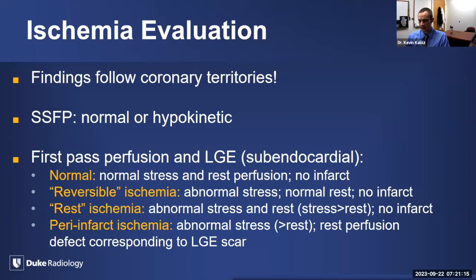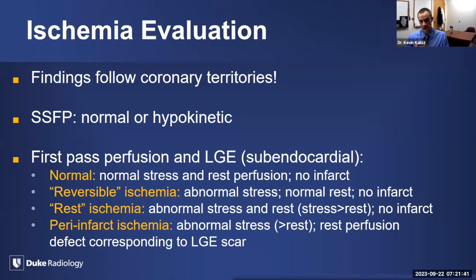From an SSFP standpoint, we saw a couple different cases here. It could very well be normal, and honestly, without a prior infarct, these often tend to be normal. But if it is severe and longstanding, you can develop hypokinesis in the affected territories. So when you're doing stress exams, there's basically 4 different options that you could be calling here. Normal, which I didn't show, is normal perfusion at stress and rest, and no prior infarct, no LGE.